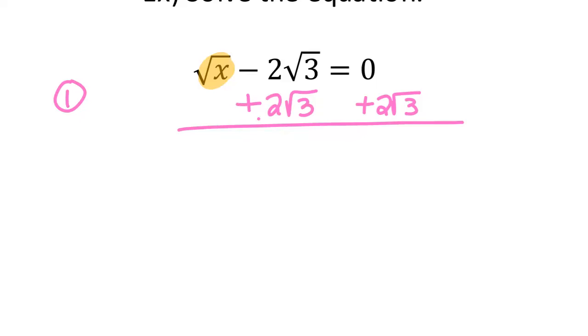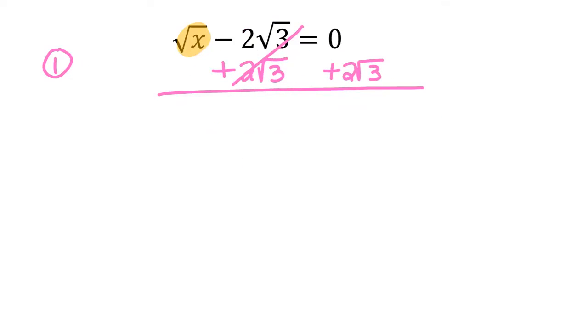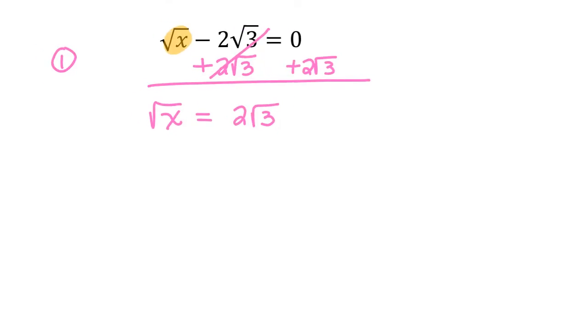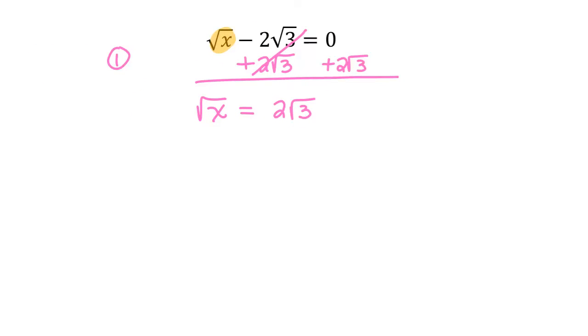Okay, that's going to cancel those right there. And I'm going to be left with the square root of x equals 2 root 3. Okay, now I have the square root of x by itself. So the second step now, again, is to undo the square root. So how do I get rid of the square root? We're going to square both sides.